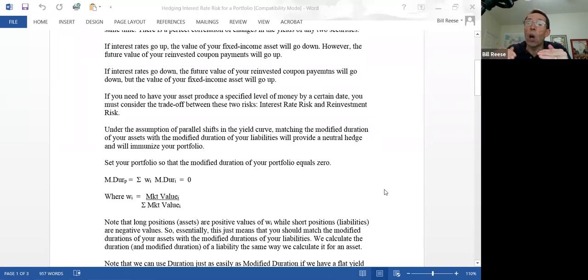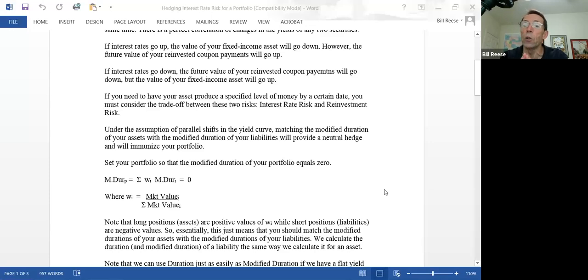So if your assets go up in value, which is a good thing, and at the same time your liabilities go up in value, which is not a good thing, they're going to counterbalance each other. If, on the other hand, your assets go down in value, which is a bad thing, your liabilities will go down in value by an equal amount to offset that amount. So creating a modified duration of my portfolio equal to 0 will create a hedge. It'll create a neutral hedge and it will immunize both.